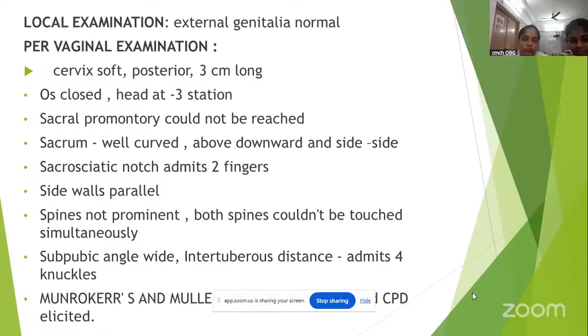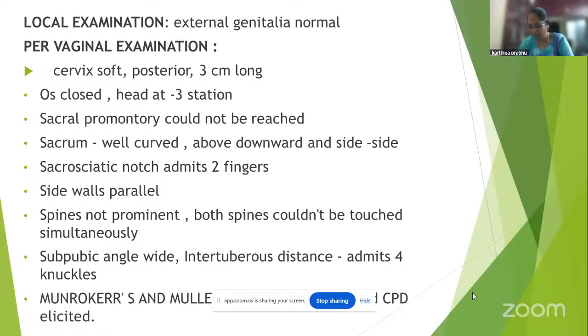Will you see only the interspinous diameter, or will you assess anything else for the cavity? No, ma'am. You have put in the interspinous on the slide, but you're telling only one point. You have to tell everything, no? Yes, ma'am: sacral curvature, side walls parallel, and sacrosciatic notch. Those things indicate the cavity. Outlet? The outlet is the subpubic angle and the intertuberous diameter, ma'am.